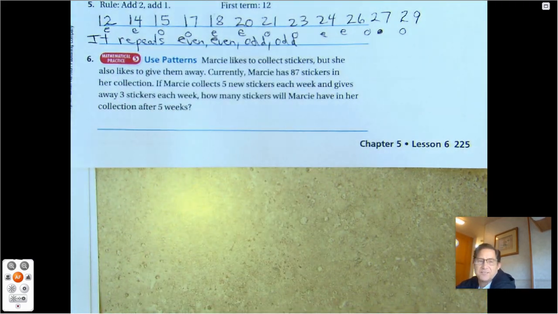Number 6. Marcy likes to collect stickers, but she also likes to give them away. Currently, Marcy has 87 stickers in her collection. If she collects 5 new stickers each week and gives away 3 stickers each week, how many stickers will Marcy have in her collection after 5 weeks?